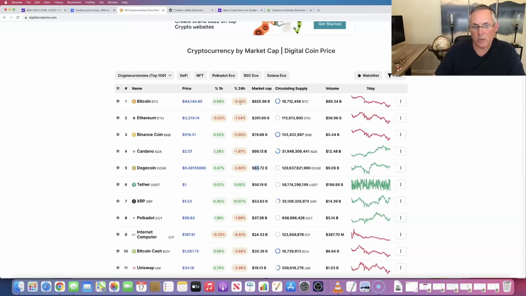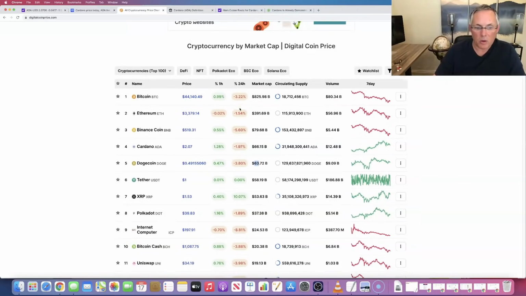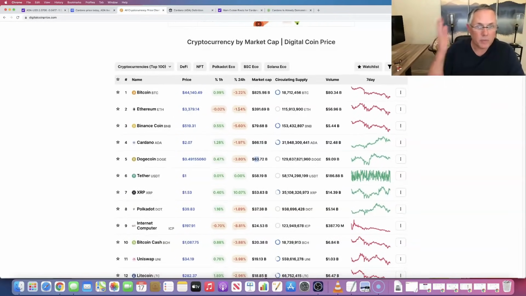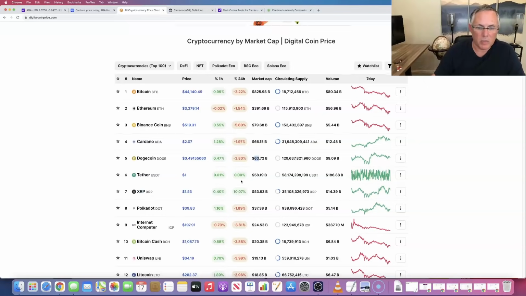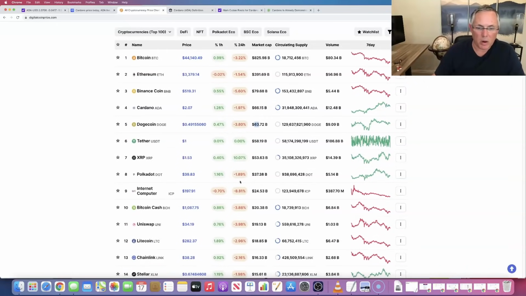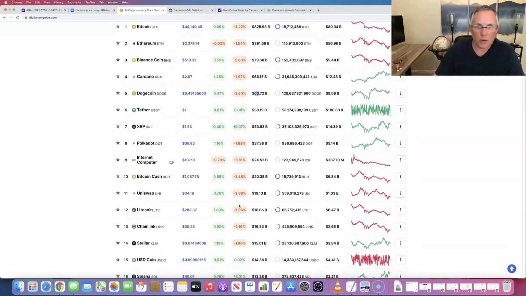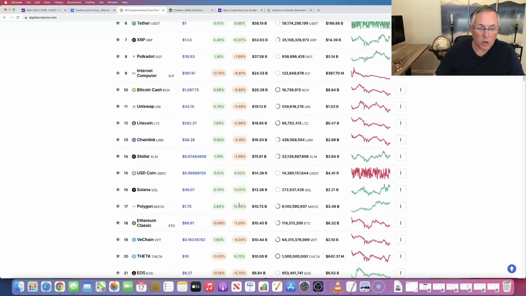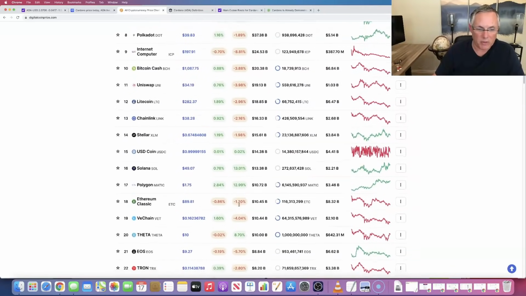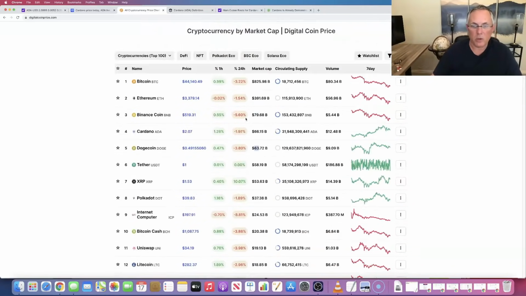Okay, so what you've got here is really a flat to down market, right? We've got XRP making a breakout. That's nice. I'm a fan of XRP as well. But overall, the market is a little flat. Even when it's down, you can see they're not down a tremendous amount. We're down 1, 2, 3, 4% across almost all of the top 20, 25, 30 cryptos out there. So the overall market is a sideways, flat market right now.